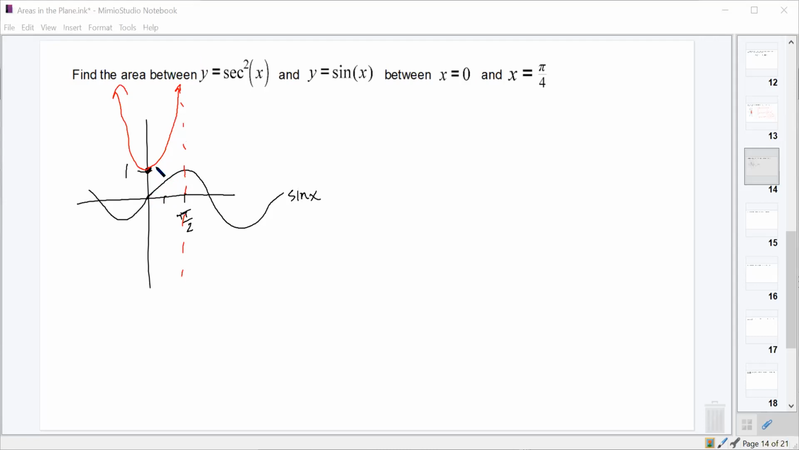As we look for the area from 0 to pi over 4, which function is above the other one on that entire interval? Secant squared. So we've got secant squared x minus sine x dx. And what's the integral of secant squared x minus sine x?